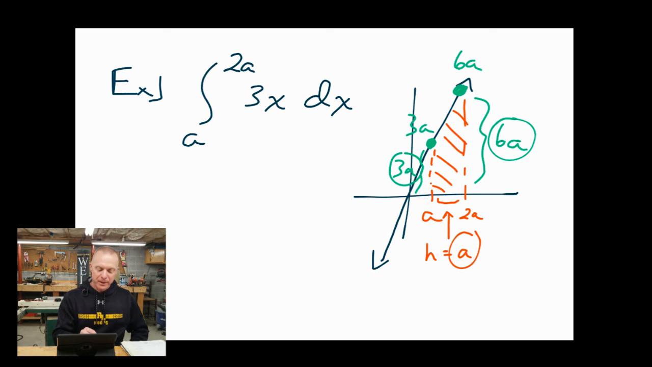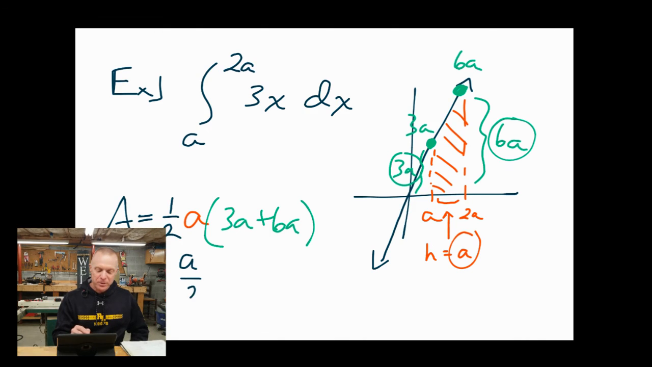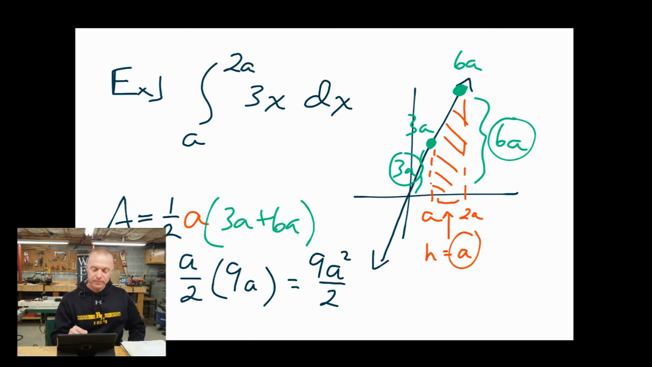Just kind of trust the formula. The area of a trapezoid, once again, is 1/2 the height. That's going to be a. And then the sum of those sides, 3a plus 6a. Oh, I can actually do that math. I can make that become 9a. So we end up with a over 2 times 9a, which if we keep doing some math there, I think we end up with 9a squared over 2. Okay, that would be your integral. It's in terms of a, since my limits of integration were in terms of a.